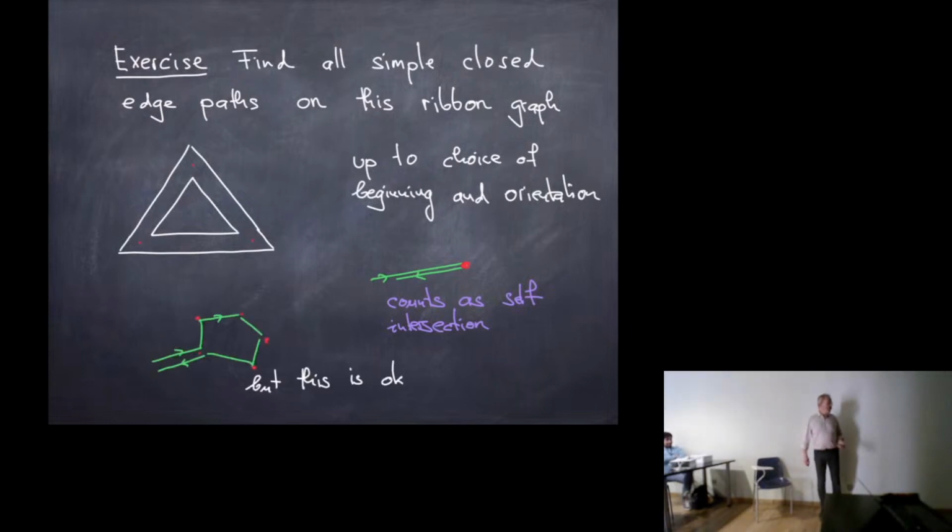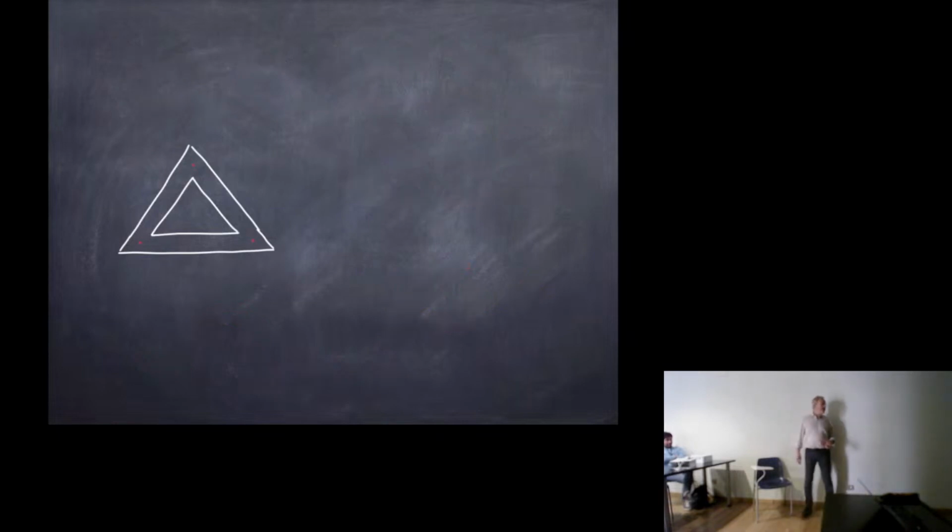However, if you go around a path and you come along the same edge when you return, because it's a ribbon graph, you can move a little bit away and then you get a simple path. So this is not considered a self-intersection. And in the meanwhile, you have solved the problem. So let's see. Excuse me, so I solve it.